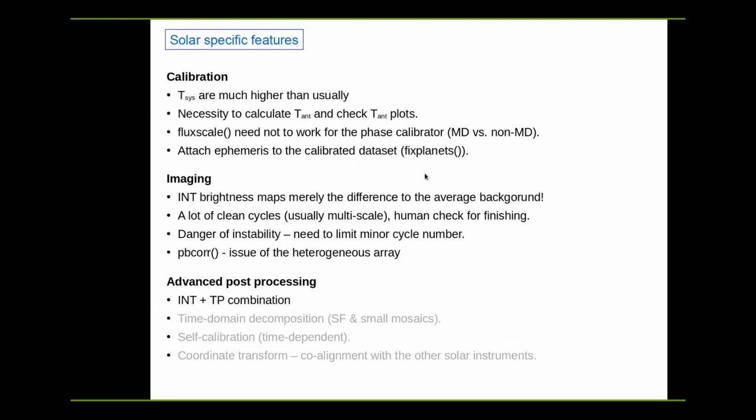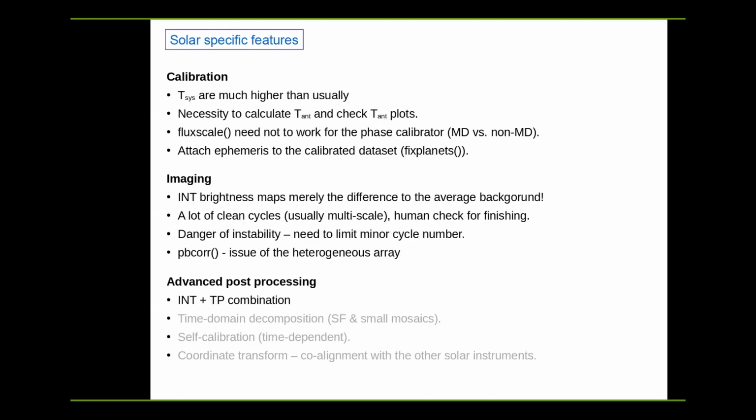Okay, so what are the specific features which we will see very soon in the data? In calibration, first, the Tsys values are much higher than you are used to. You are used to like 150 kelvins or whatever. We usually have 2000 kelvins and more. Why is that? It is because we are using this mixer detuning mode. I will explain in practice later when we see the data and the diagnostic plots. As I said already, we have the necessity to calculate T-ant independently from the SQLD.